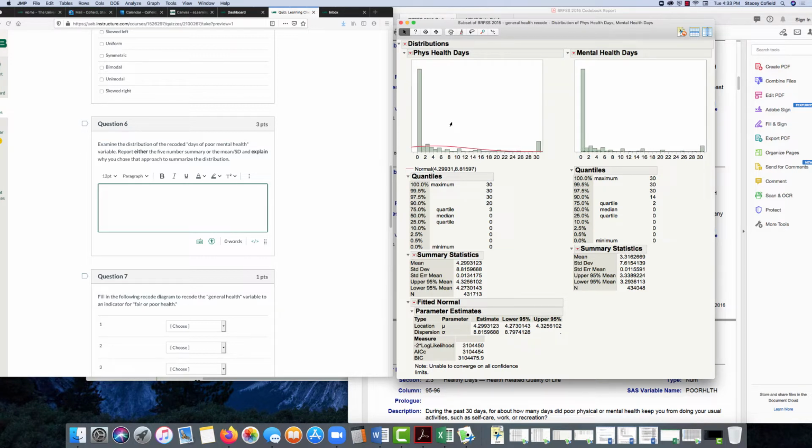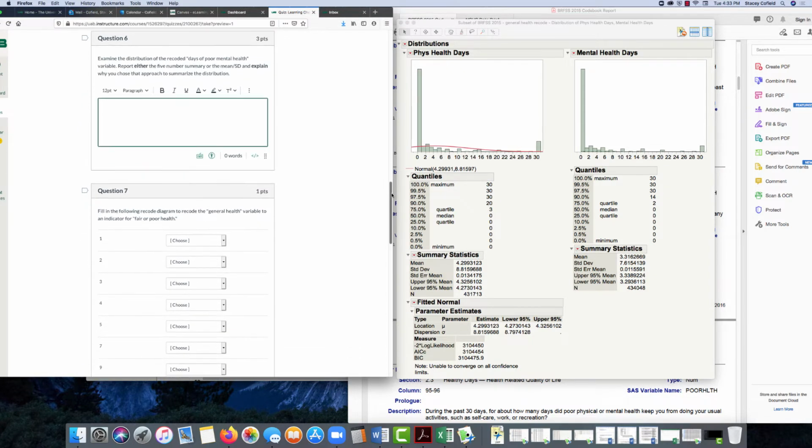You can see that it is not symmetric, and therefore mean and standard deviation is probably not the best choice to describe this data. In fact, at least 50% of people have 0 responses. And so the median with maybe the IQR and the min and the max is likely the most appropriate summary for that.